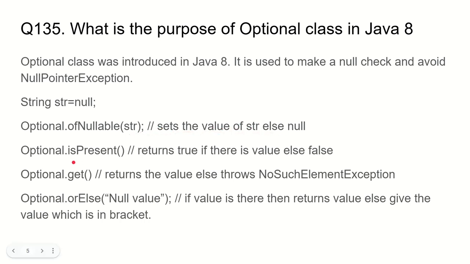Then there is a method such as isPresent. It returns true if there is a value, else it returns false. Then there is optional.get to get the value. It throws NoSuchElementException if there is no value. So first we can do optional.isPresent. If it is true, then inside the curly braces we can do optional.get. Then there is optional.orElse. If the value is null, then it sets the value which we are passing as the argument.